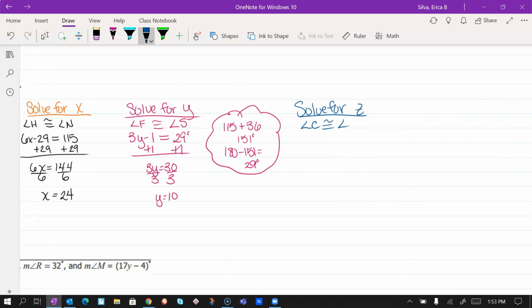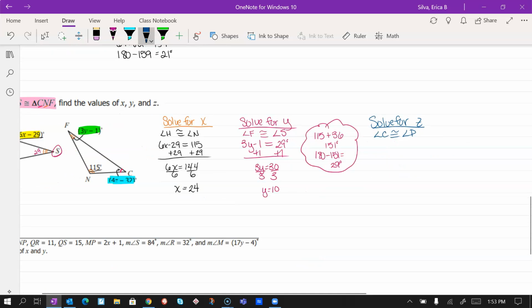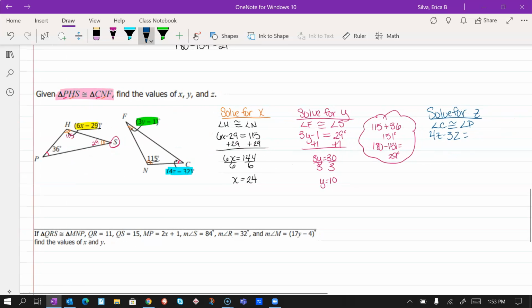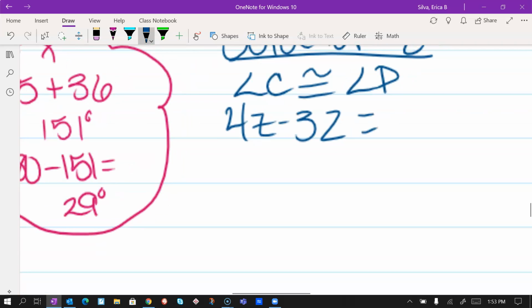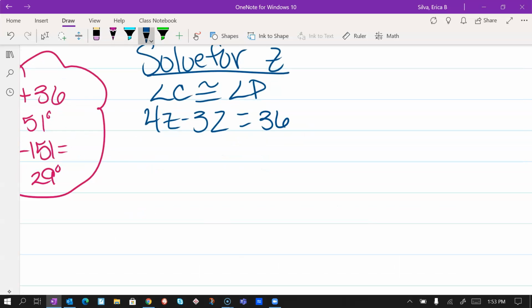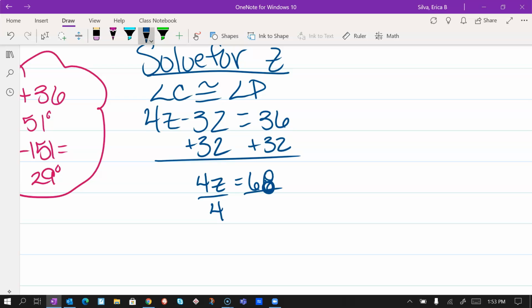So we've got angle C is congruent to what angle? 36, which is angle P, right? So we're going to say angle P first, and now we're going to say angle C is equal to 4z minus 32. And angle P was what degree measure? 36. And now we have our equation to solve for z. So let's solve for z. And we get z is equal to 17, right?